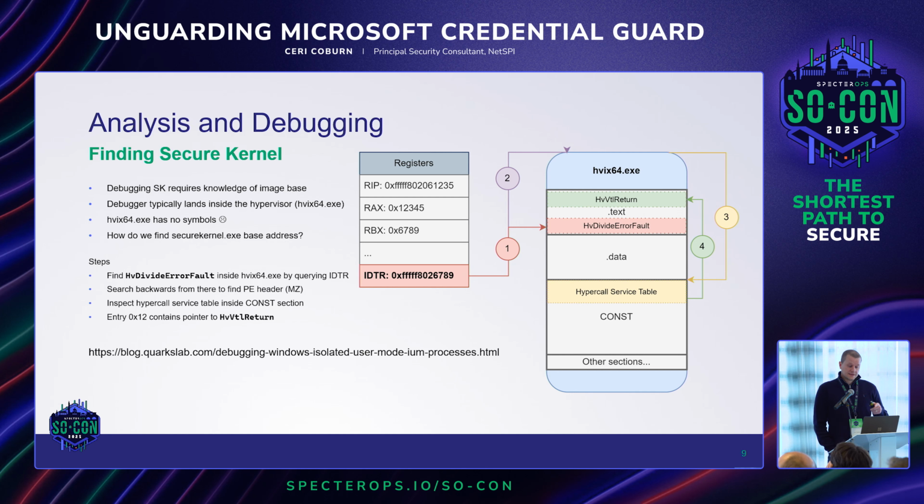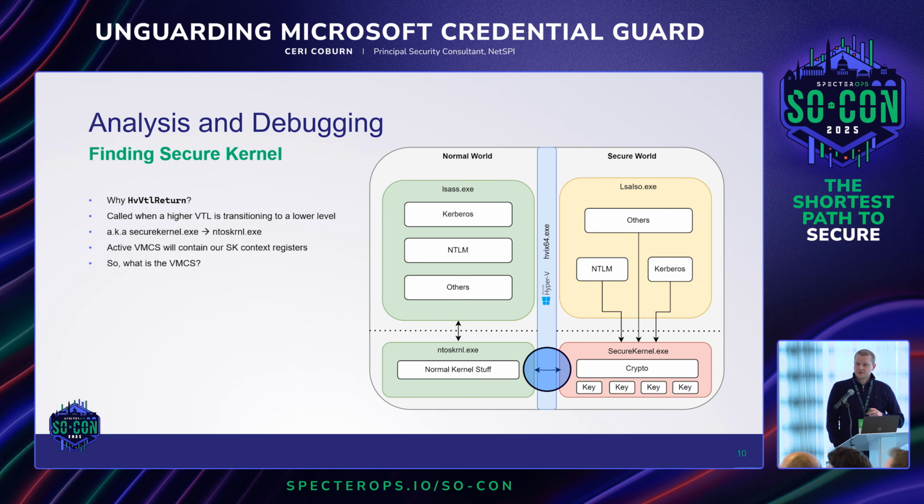The final part of that then is, inside the hypervisor, there's a section called const. Now, at offset 0 within that const section is the hypercall service table. It's similar to the service table that you have in the NTOS kernel, but this, of course, is for the hypervisor kernel, not NTOS. And then entry number 12 in that table will point to a function called HvVtlReturn. Now, Quarkslab did a really good job of describing all this process, and I must have read their blog about 1,000 times before I could get my head around how all of this works. So I do recommend you all take a look at that as well.